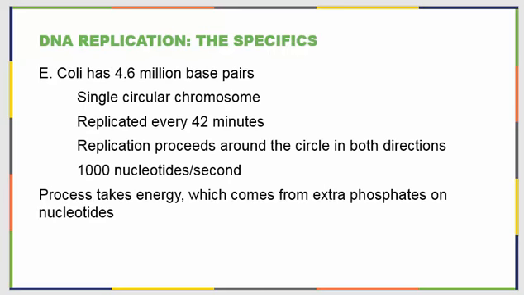We're going to use E. coli as our model system. E. coli has 4.6 million base pairs and a single circular chromosome, so it's capable of being replicated roughly every 42 minutes. Replication proceeds around this single circular chromosome in both directions at the exact same time, so the cell is adding roughly 1,000 nucleotides per second. This process does require a lot of energy, and it actually comes from extra phosphates on the nucleotides.